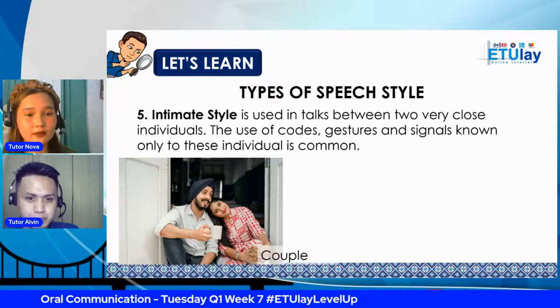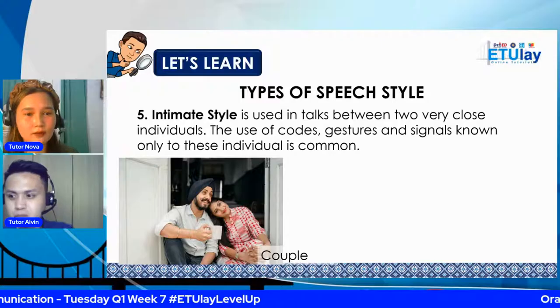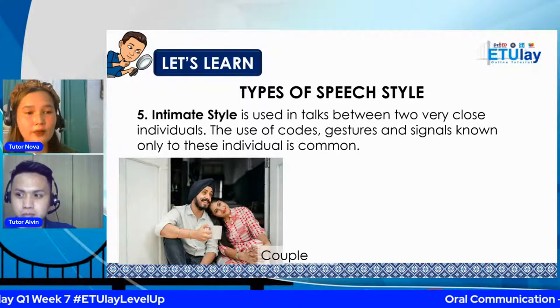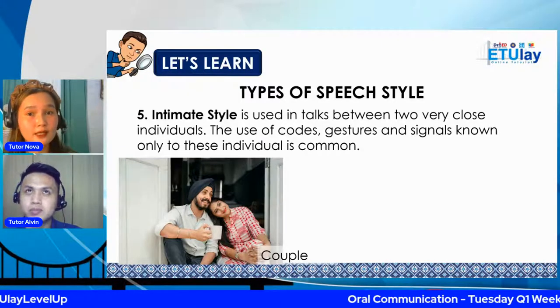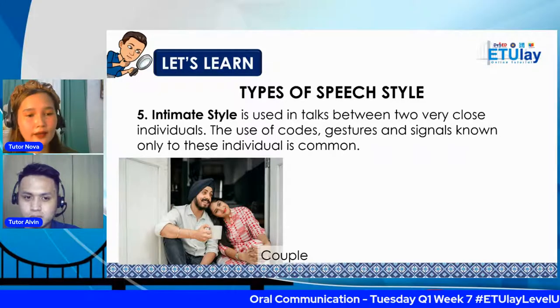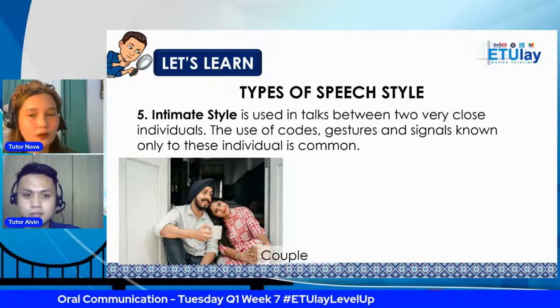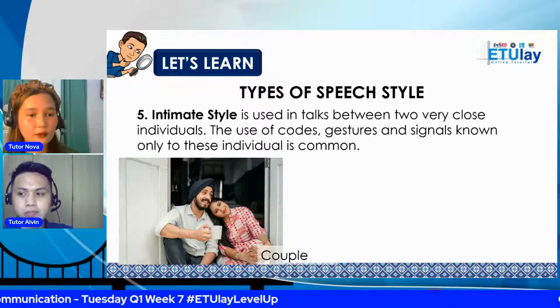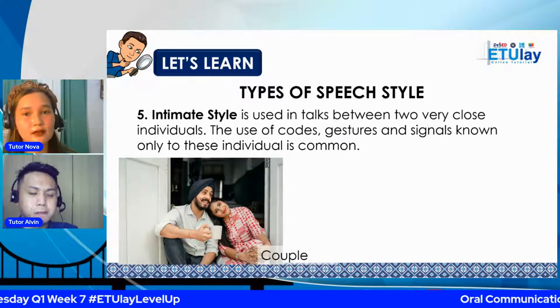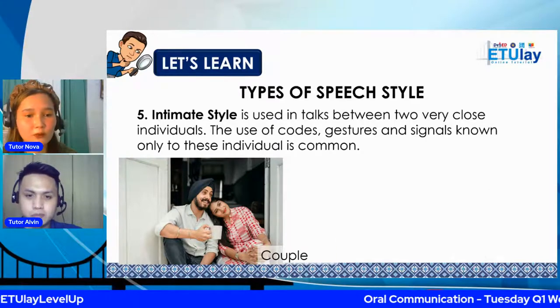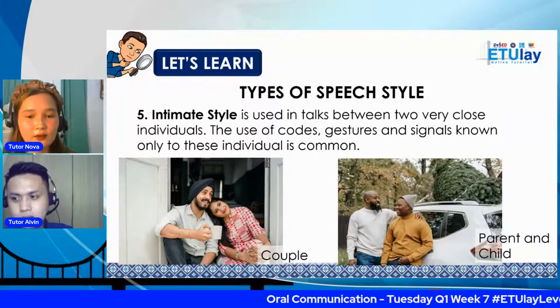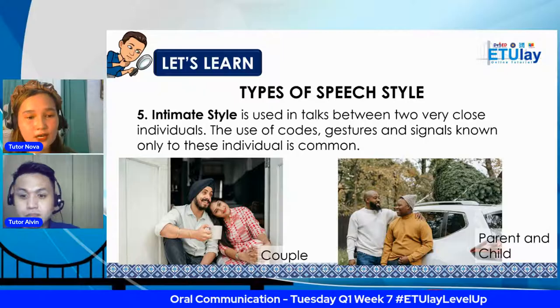Maybe they can observe that from their parents, right? When they have problems, some parents really talk through it, and they normally talk over that before going to bed or maybe after dinner, just the two of them, so they could talk about the things and propose solutions to the problem. So that's the intimate style. Now, next is parent and child.